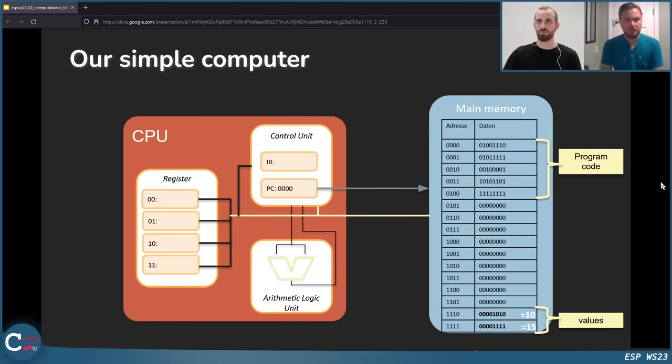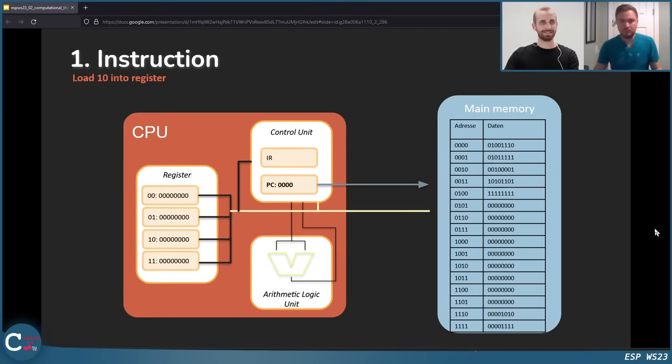So this is an overview of our simple computer. We have the CPU, we have a connection to the main memory, and in the main memory, we have here the code of the program, so the instructions. And then we have here in the main memory our values already stored. You can see here I have an explanation. So this value here is 10. So we want to compute 10 plus 15. And this value here is 15. So we already have this information, but we want to compute the result now.